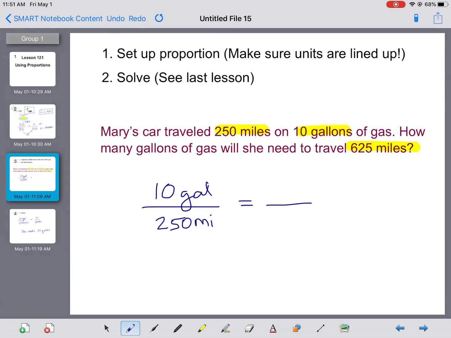625 miles? So let's set up a proportion, making sure that I'm matching up the units. I have miles and miles matching up. And the missing number is the number of gallons. So that's what we're going to have to figure out. Now for this one, it's not so easy because you can't just take 250, multiply it by a nice easy number to get to 625. So we have to use what we know about cross products and use that strategy.